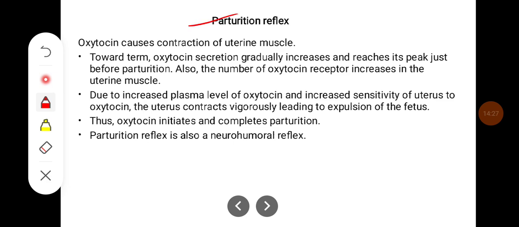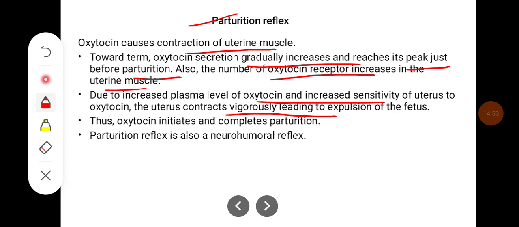Another important function is the parturition reflex. Oxytocin causes contraction of the uterine muscle. Towards term, oxytocin secretion gradually increases and reaches a peak just before parturition. Also, the number of oxytocin receptors increases in the uterine muscle. Due to the increased plasma levels of oxytocin and increased sensitivity of uterus to oxytocin, the uterus contracts vigorously, leading to expulsion of the fetus. Thus, oxytocin initiates and completes the parturition.